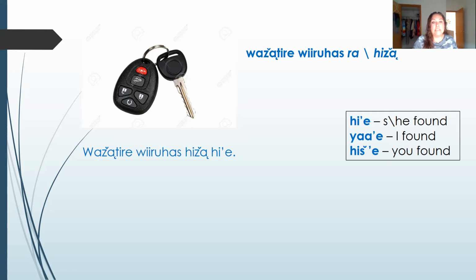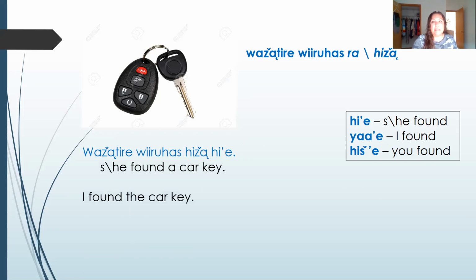Okay, so let's do some sentences here. Wajantire wirujas hija hi'e. Okay, so you know what we're talking about. And then who are we talking about? Let's look at the verb. The final word in our sentence lets us know who we're talking about. So we're talking about he or she because it's hi'e. He or she found a car key. So we have the word hija in there, means a.